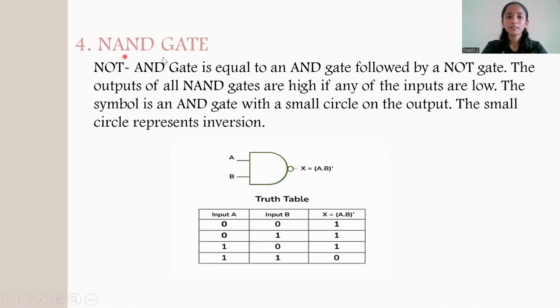The next gate is NAND gate. NOT AND or NAND gate is equal to an AND gate followed by a NOT gate. The output of a NAND gate is high if any of the inputs are low, and the output is low when both the inputs are high. The symbol is an AND gate with a small circle on the output. The small circle represents the inversion.